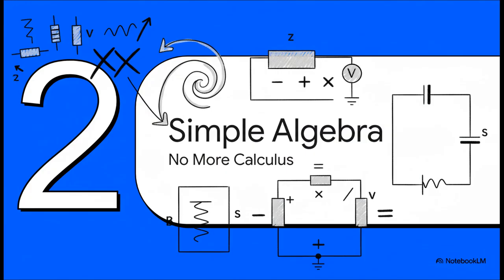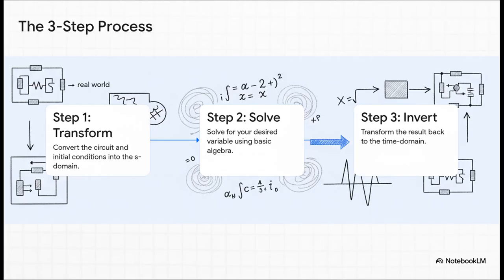And this is the payoff. This is why we go through that first step. By jumping into the S domain, we've basically left all the calculus behind. No more derivatives, no more integrals. We are now in the beautiful, simple land of algebra. The process is fantastic because it's the same every single time. It's just 3 steps. 1. You transform the entire circuit into the S domain. 2. You use the basic circuit laws you already know and love, like Kirchhoff's laws, to solve for what you want. But it's all just algebra. And 3. You take that algebraic answer and transform it back to the real world, back to the time domain.